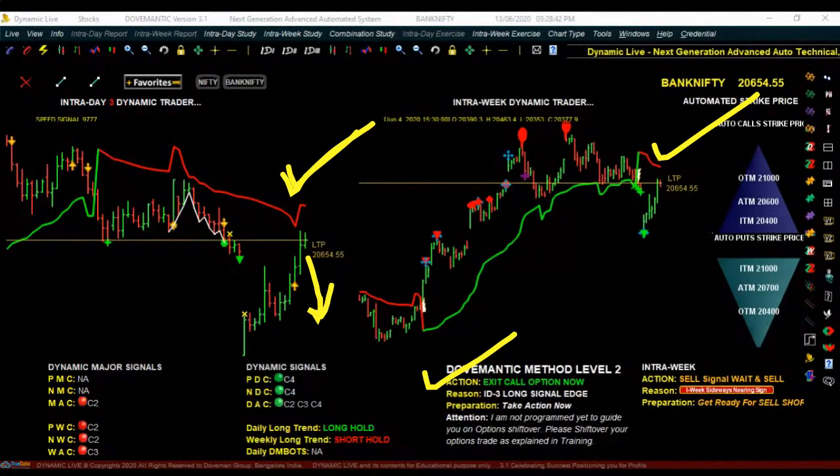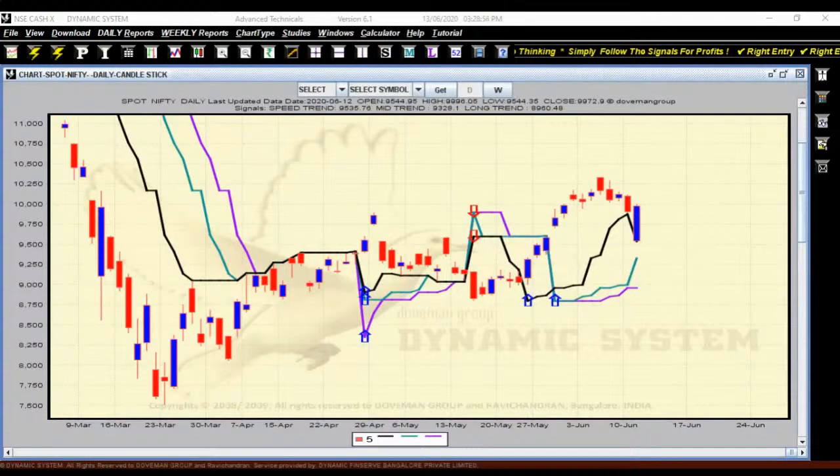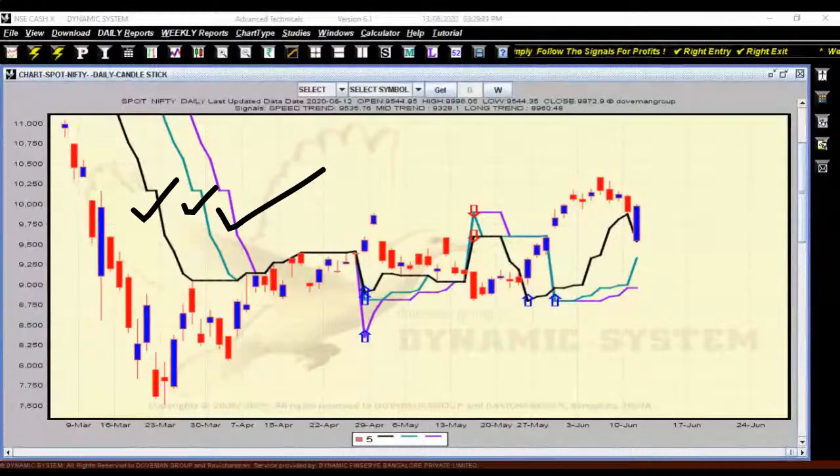And along with this, there's one more important point to complete this step 3. For that, I'll have to open the dynamic system. Let me open the dynamic system. So this is the dynamic system. In this dynamic system, you can see here, I've opened a daily chart of Nifty. These are all the price movements. Now, along with the price movement, there are 3 lines. One is a black line, we call it the speed trend. The other is a green line, we call it the mid trend. The third one is a purple line, we call it the long trend.